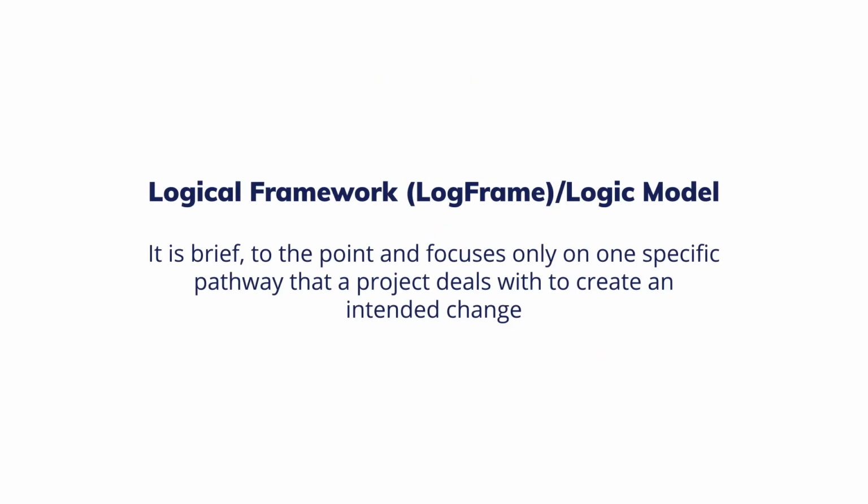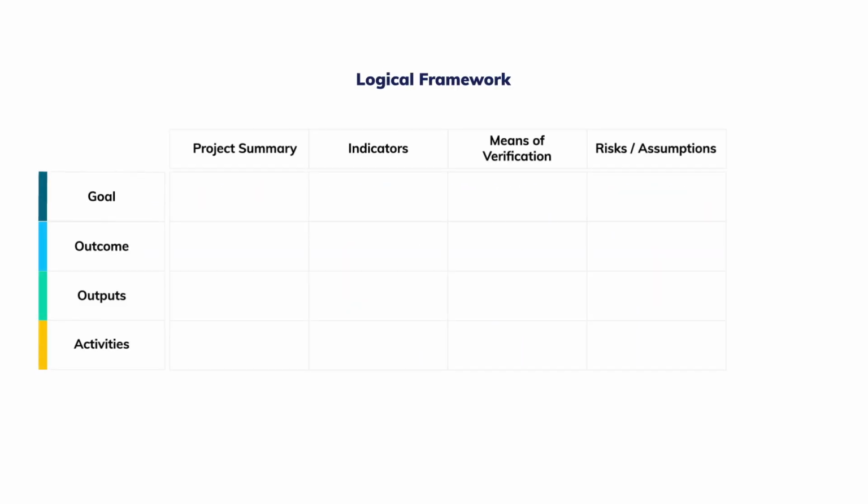Type 2 is the logical framework, often called LogFrame or logic model. Unlike the theory of change, a LogFrame is to the point and focuses only on one specific pathway that a project deals with and creates a neat and orderly structure for it. This makes it easier for the project managers to monitor project implementation.